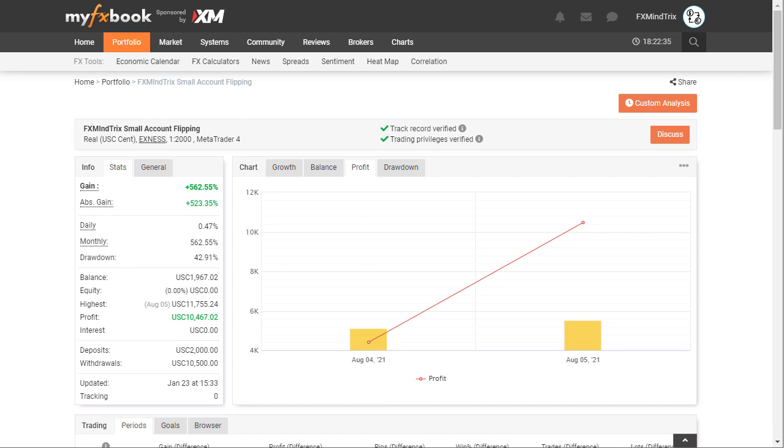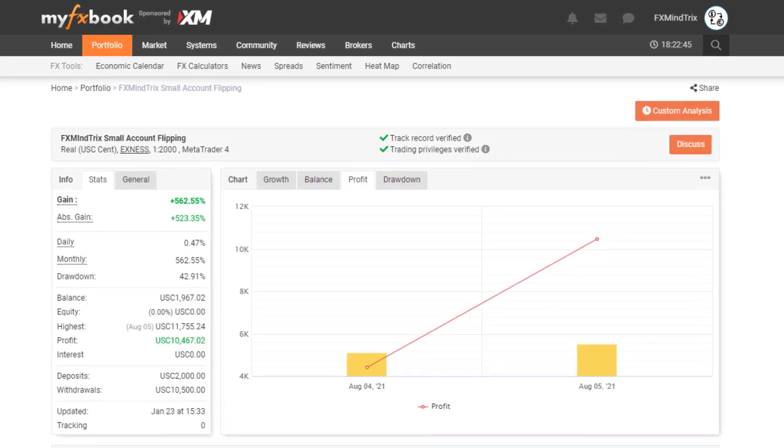Well, there are actually two fixes which I could think of off the top of my head at the moment. The first is you're going to need to find yourself a Forex trading broker who offers micro accounts.